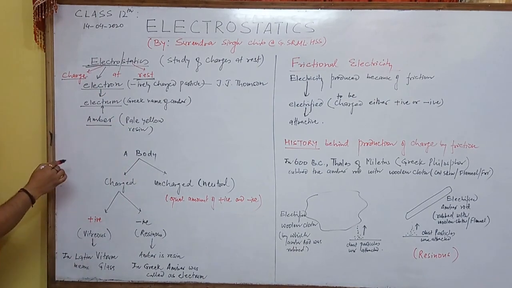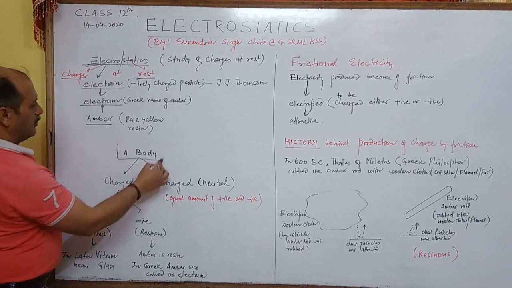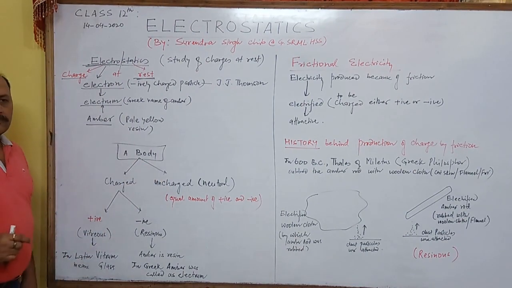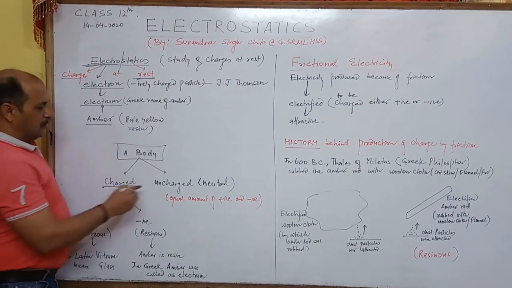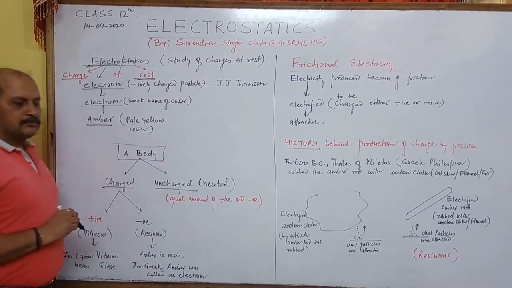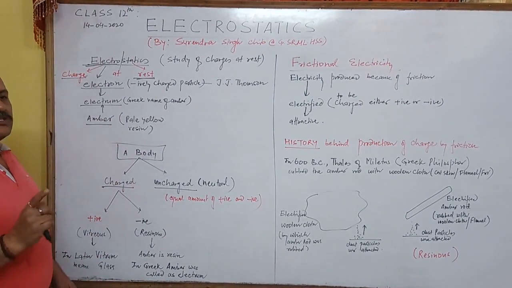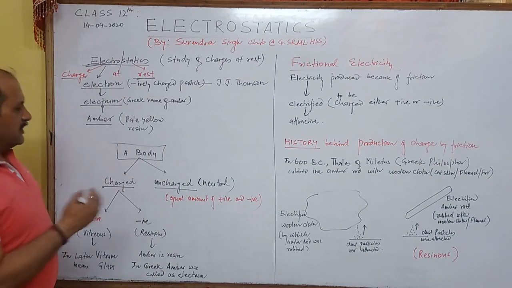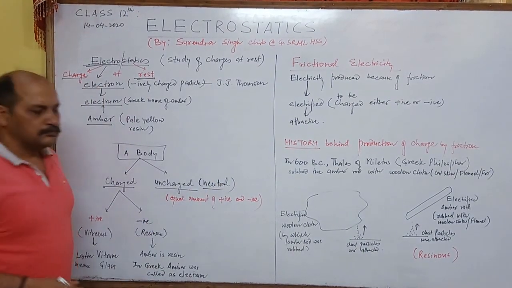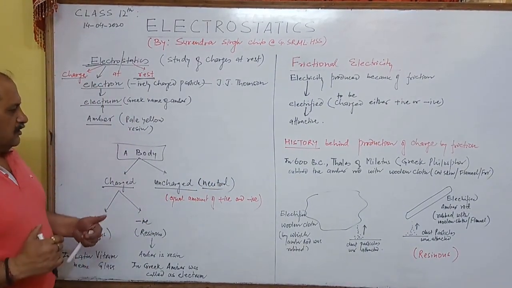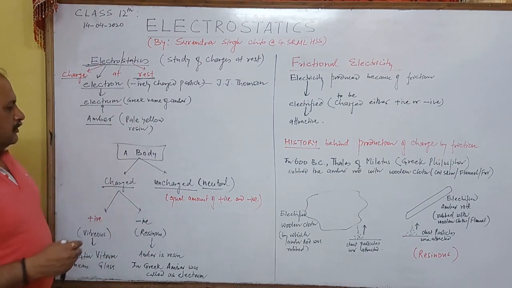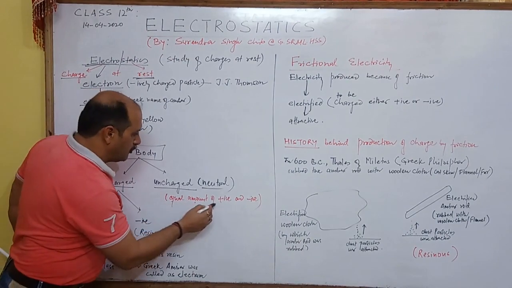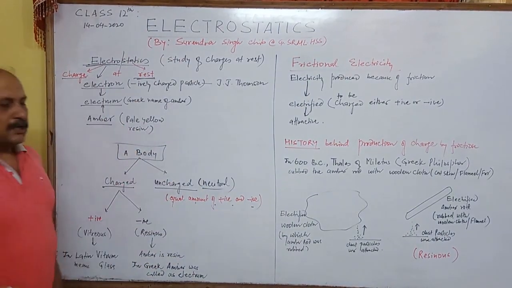See, any body is of two types, whether it is charged or uncharged. First of all, I will explain what an uncharged body is. An uncharged body is also called neutral. Today we say a body is uncharged when it neither attracts nor repels anything. It means it has an equal amount of positive and negative charge.